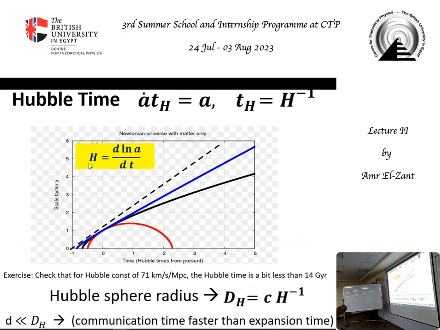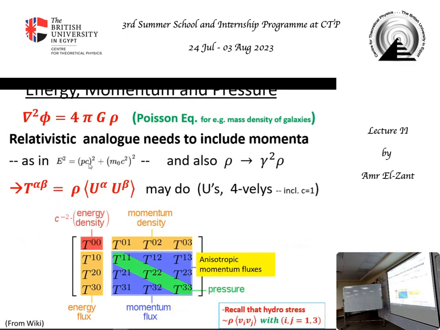Done? Now, there are other things you need to add to our Newtonian picture, other than going beyond the Hubble radius of the Hubble sphere. We need to add things that are fundamentally relativistic.